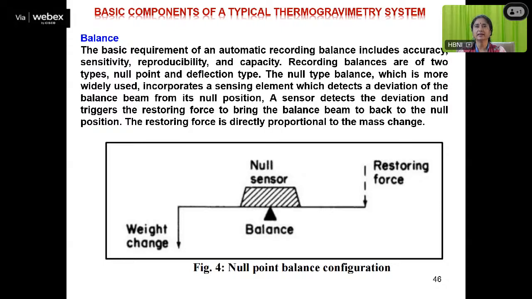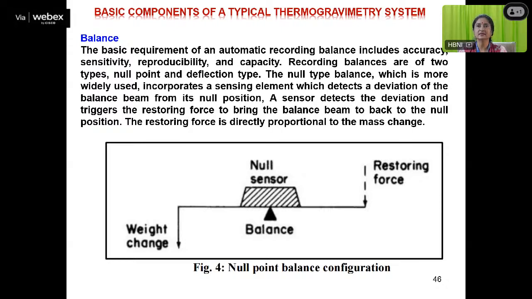Now recording balances are of two types: null point and deflection type. The null point type of balance, which is more widely used, incorporates a sensing element which detects a deviation of the balance beam from its null position. When it is exactly balanced, this is the null position. Slight deflection from this, the null sensor will sense it, and then it can measure the weight.